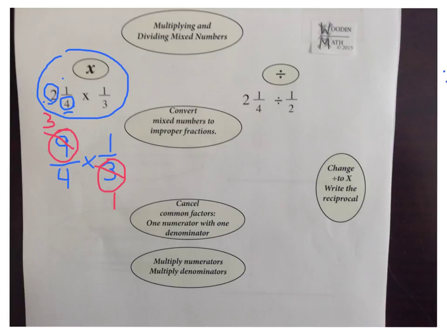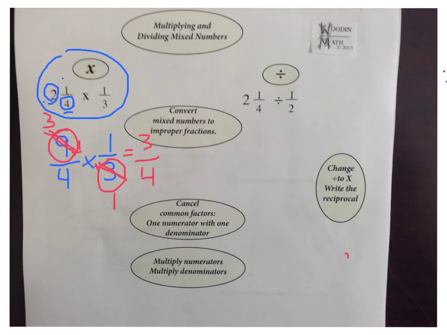I'm canceling with directionality. In other words, I can tell I canceled this with this because, in a sense, you're kind of drawing arrows towards one another. At that point, all we have to do is multiply the numerators. 3 times 1 is 3. 4 times 1 is 4. So the answer to that problem is 3/4.